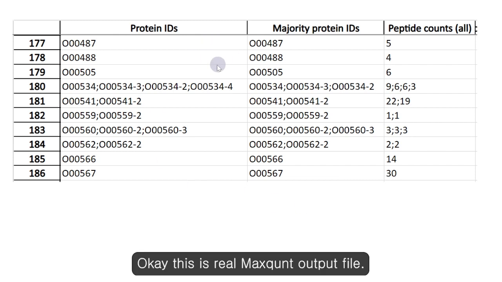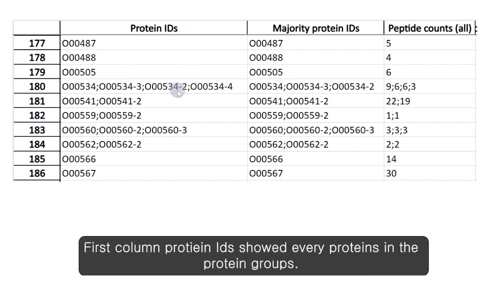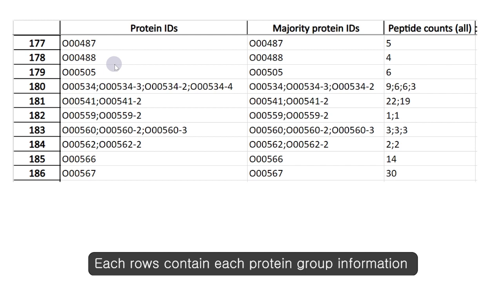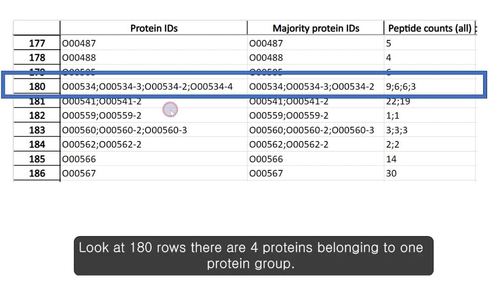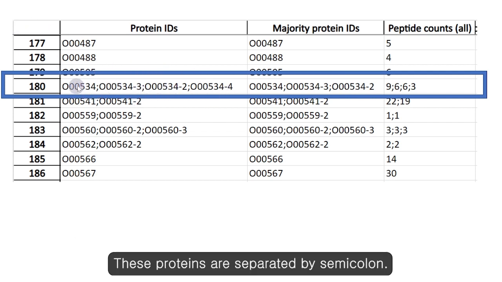Okay, this is a real MaxQuant output file. There are many columns in this file. The first column, protein IDs, shows every protein in the protein groups. Each row contains each protein group's information. Look at row 180. There are 4 proteins belonging to one protein group. These proteins are separated by semicolons.